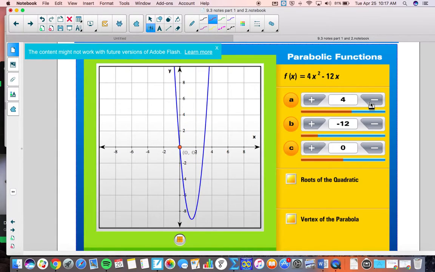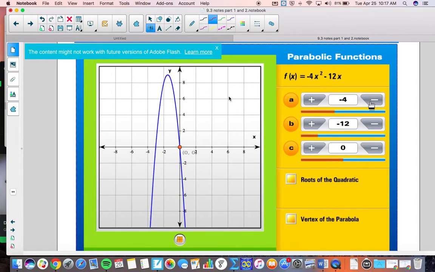So I'm going to change the x squared term here. I'm going to decrease it. If there is no x squared term, it's a linear function, so it's a straight line. Now let's make a negative x squared. Notice how now it's a downward facing, or opening down, parabola.